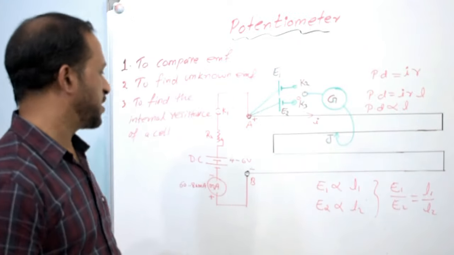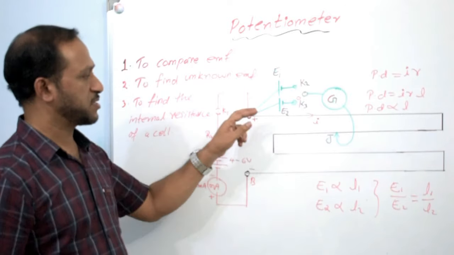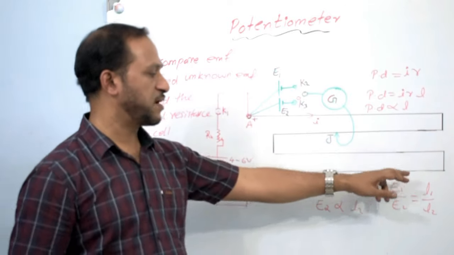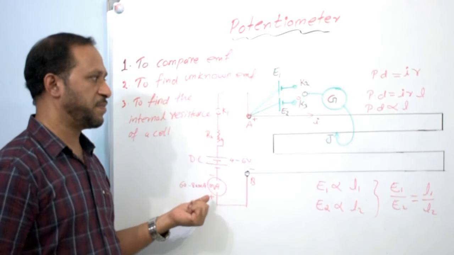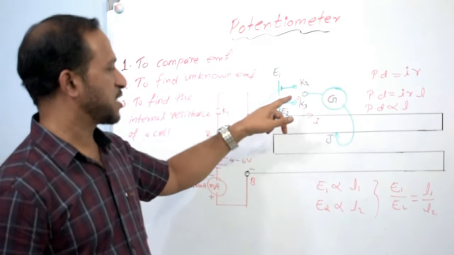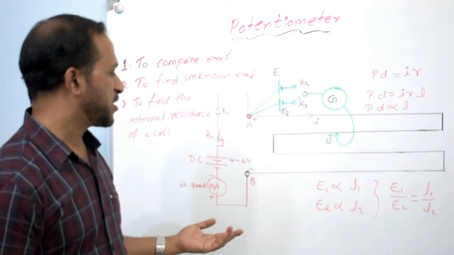You can repeat the experiment, adjusting the current here. You can start with 60 milliampere, take the readings L1 and L2, and find the value of L1 by L2. Then adjust the rheostat, make it 70 milliampere, again get the balancing lengths for E1 and E2, that is L1 and L2, and find the ratio.